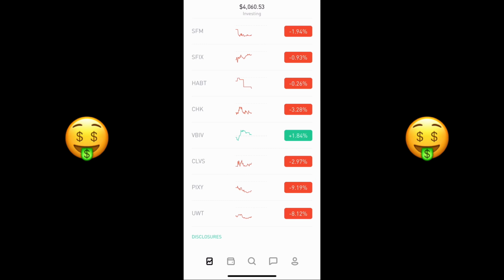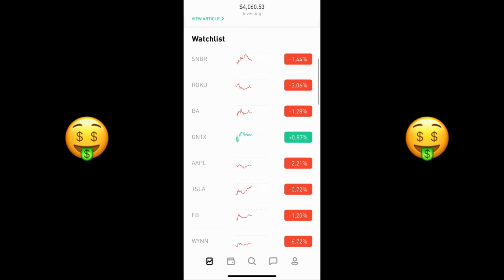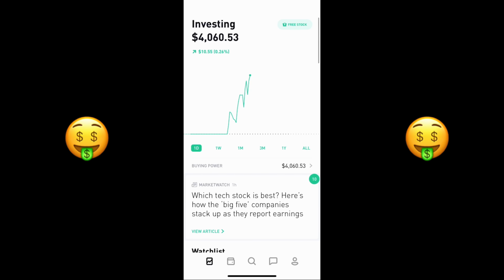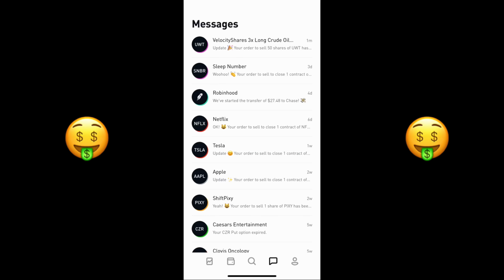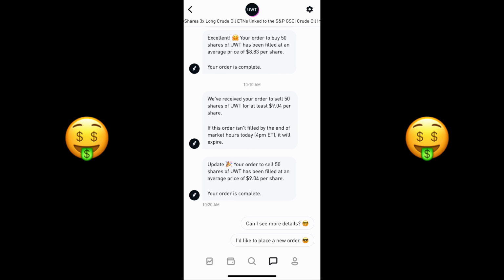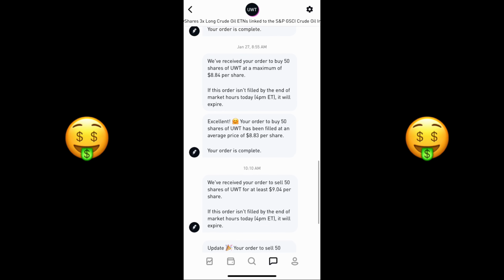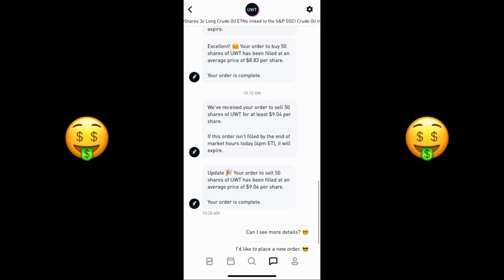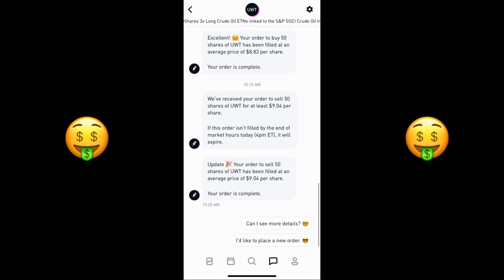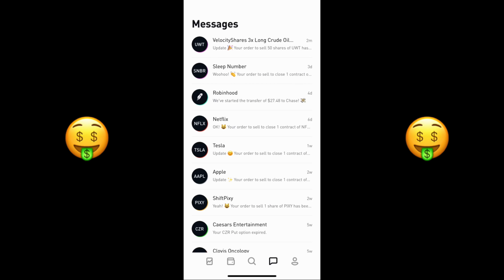Now I'm going to go to the Home tab and take a look at my account balance. I can see we're up a little over $10 on the day, and I'm happy that trade worked out. Now let's go to the Messages tab, where you can see my buy order and sell order from Robinhood. If you look at the time of my buy order and the time of my sell order, you can see we made $10 in a little over an hour. I would call that a successful trade.